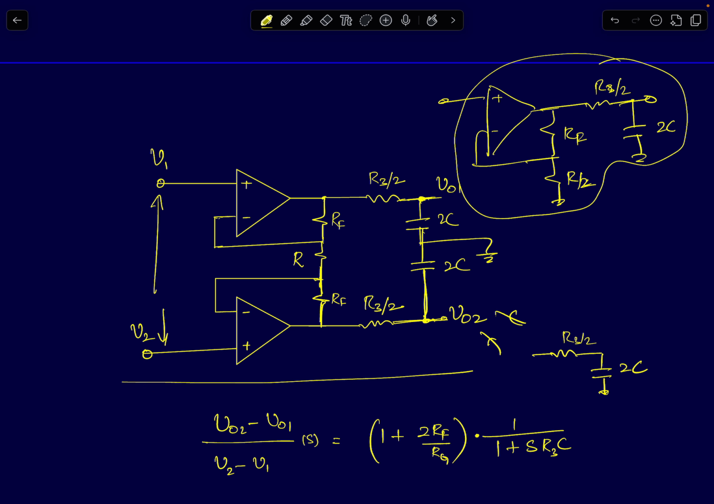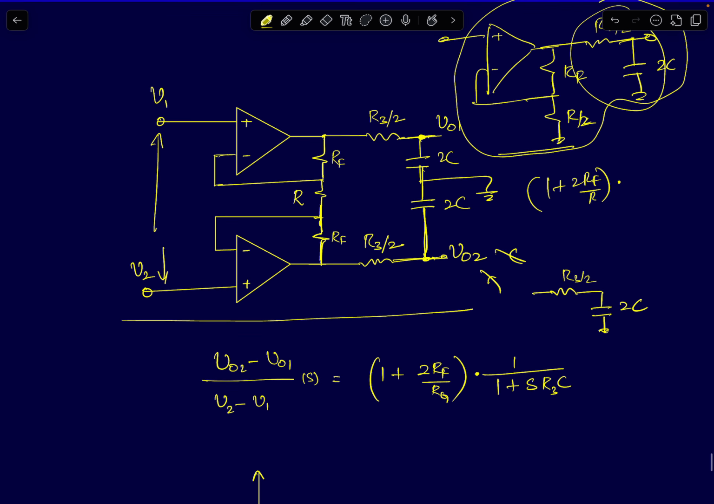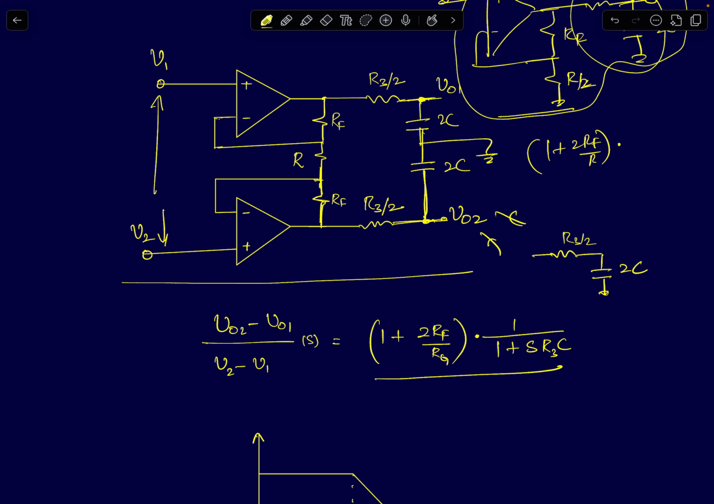So that you can easily find the gain of this non-inverting amplifier is 1 plus 2 RF by R multiplied by this low pass transfer function, which is 1 by 1 plus S R3C. So now if you see, by just adding one single capacitor without adding any additional components, see, capacitors are noiseless by nature, so that you are not adding any extra noise to the circuit. By just adding a single capacitor between these two pins, I was able to achieve a low pass filtering action.